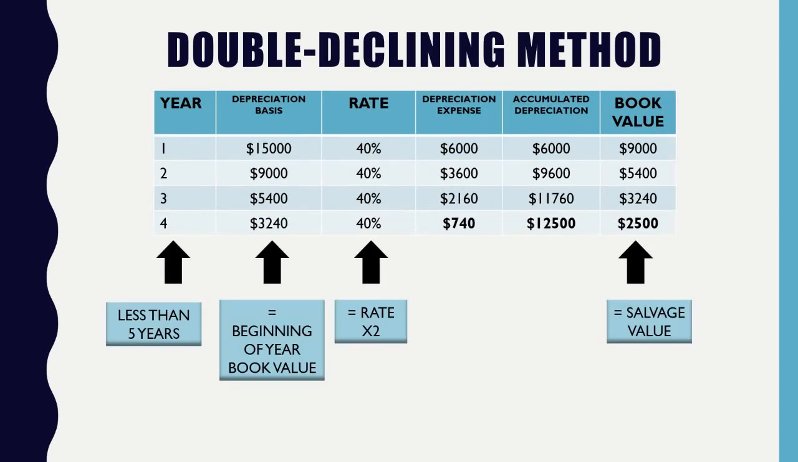So here are a few things that we're going to notice. It doesn't reach the end of its life, so it's less than 5 years. This is going to be your beginning of the year's book value. So again, solving for the book value from the very end here, you're going to carry those numbers over. The rate will always stay the same, so this is consistent. And of course, your book value must end with the salvage value.